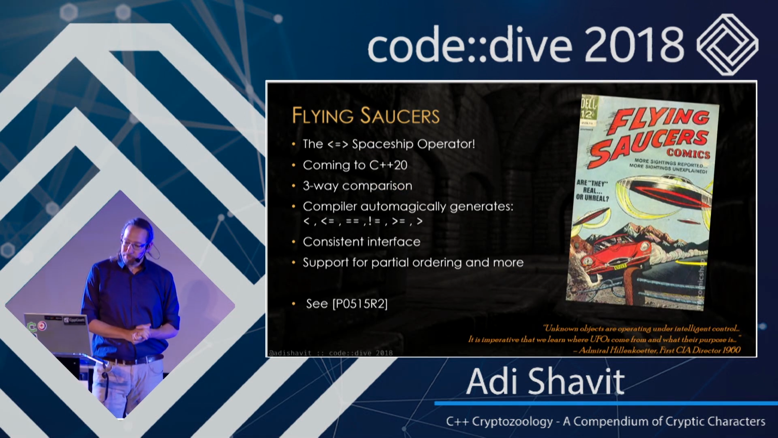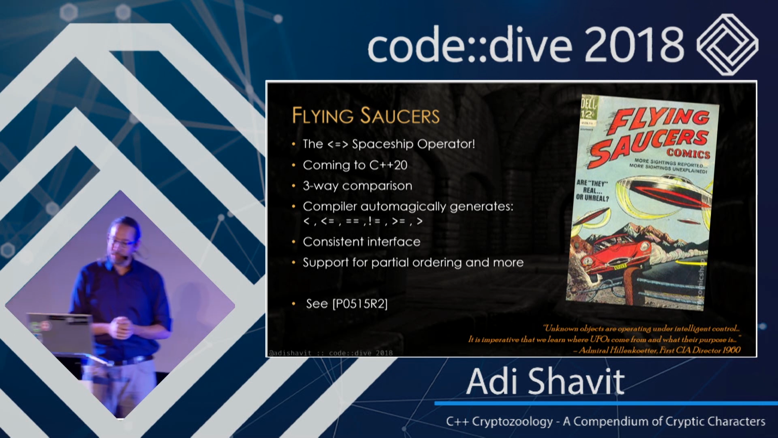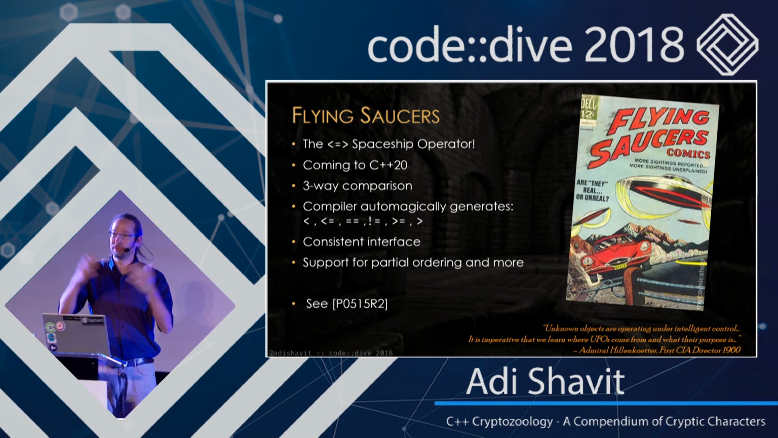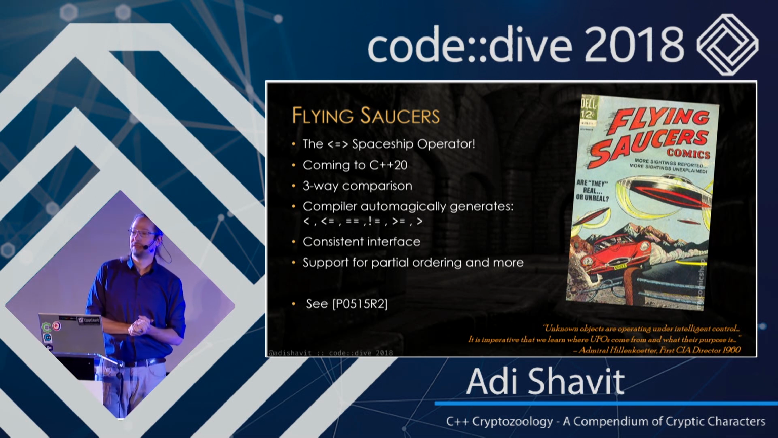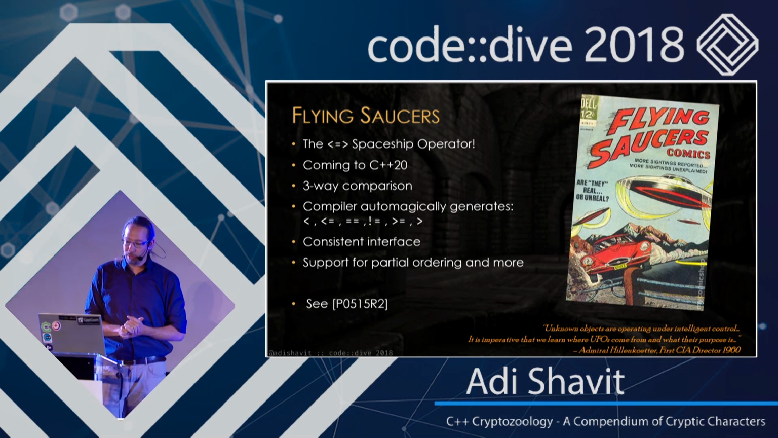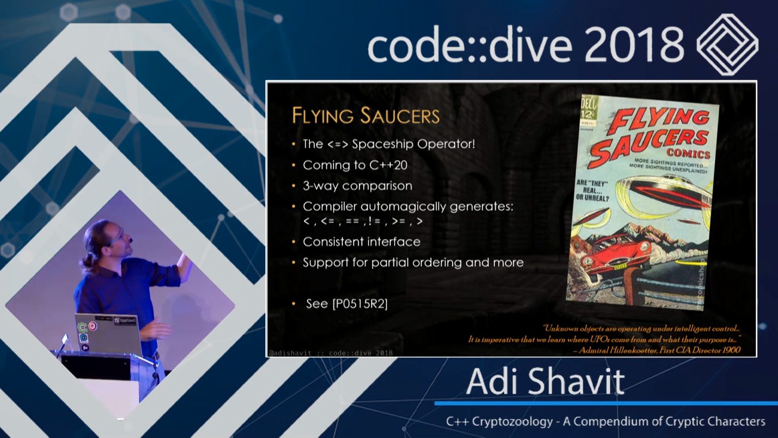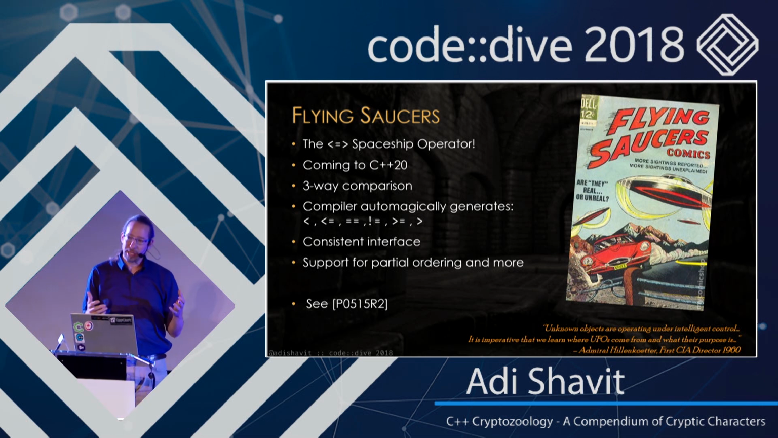Now, one of the coolest things that we're getting with C++20 is the spaceship operator. I don't know how many of you, who's heard of the spaceship operator? Okay, that's pretty nice, about half of you. So the spaceship operator looks a little bit like a UFO. It's really a three-way comparison operator.